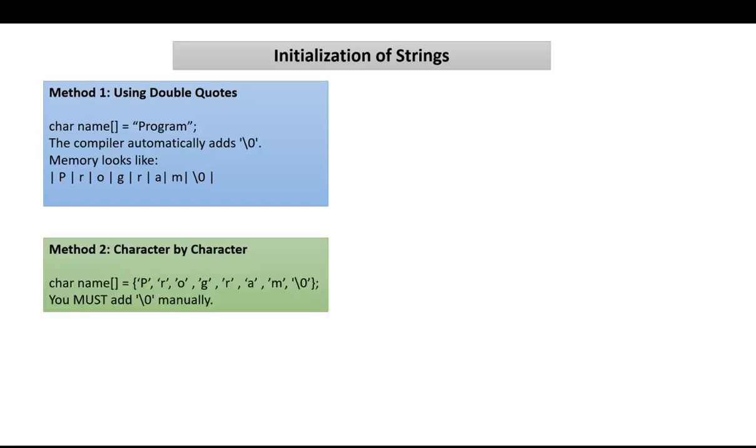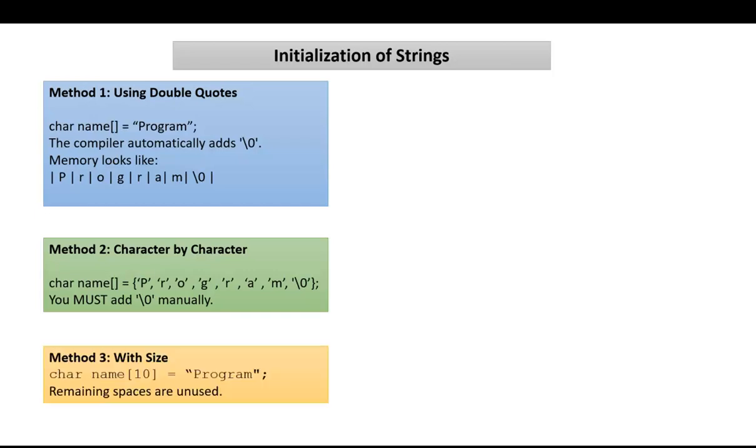Whereas method 2 is character by character, where I must add manually the null character here. Right? Fine. So in the case of character by character, I will say program followed by the null character, everything written inside single quotes and all separated by comma. So here we must add the null character manually. If we forget, the string will not terminate properly.